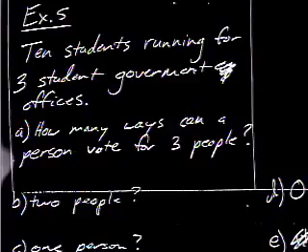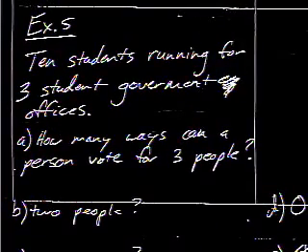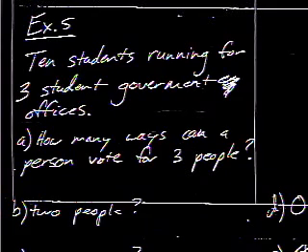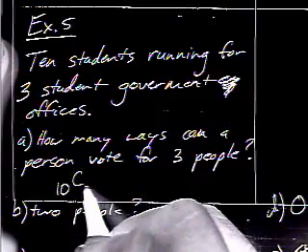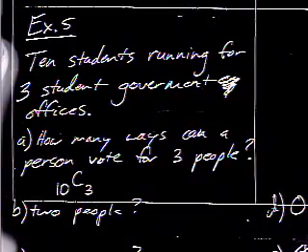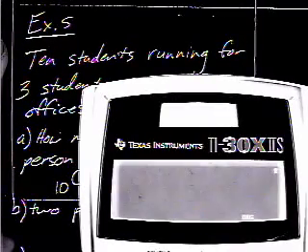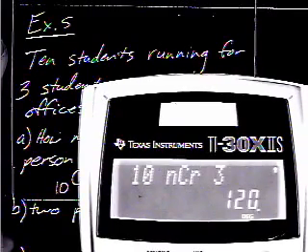Our last example. There are 10 students running for 3 student government offices. How many ways can a person vote for 3 people? Remember, you don't have to vote for 3 people. You can vote for fewer. But let's suppose you voted for 3 people. In other words, we have 10 people, and we're choosing a group of 3 of them. All right, so let's see here. 10 nCr 3. 120.